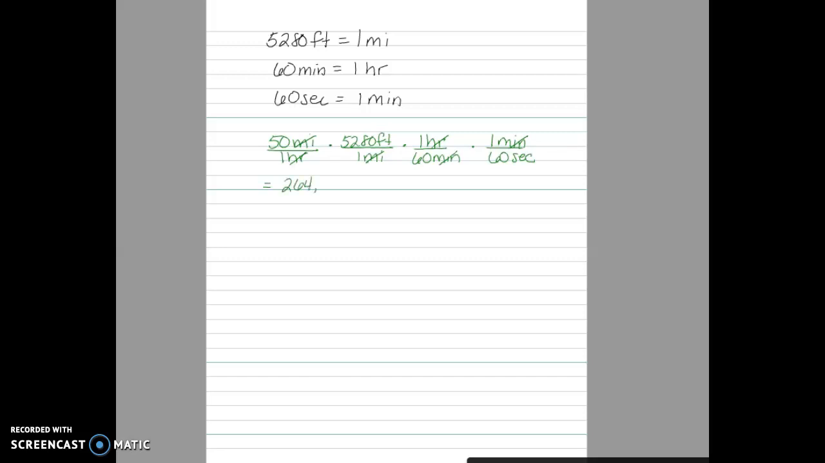So in the numerator, I have 264,000 feet, and in the denominator, 3,600 seconds. And I could go ahead and simplify that by just dividing the top by the bottom. I've rounded it to the nearest tenth right now, 73.3 feet per second. You could round that also to the nearest whole number if you wanted when you make your calculation. So we could use 73 feet.